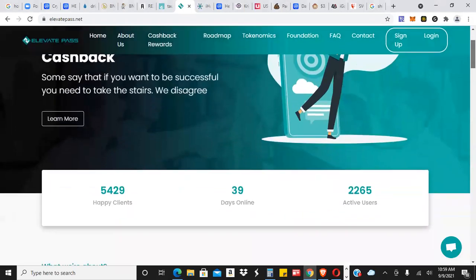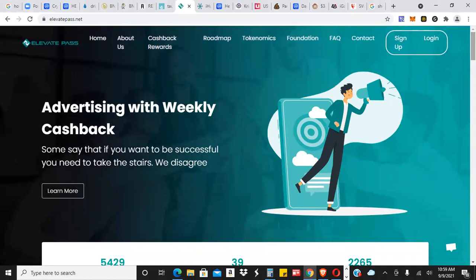And as far as the platform is concerned, day 39 today, 2,265 active users. And this one's working, there's no issues with this. This one's working perfectly fine. So that's what's going on with Elevate Pass.